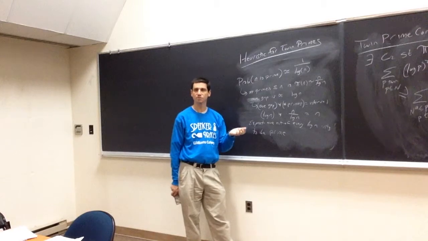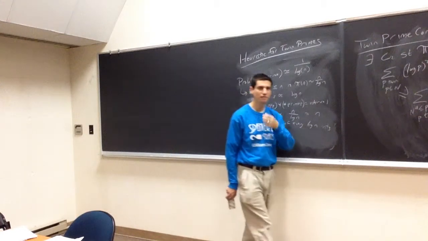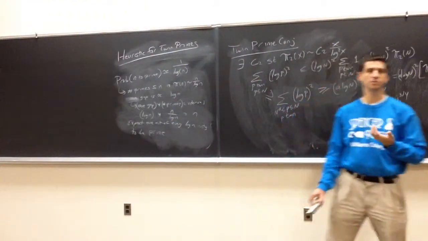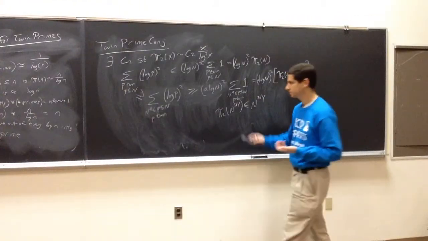Now if I choose an even number, what's the probability it's prime? 0. So right now I'm assuming I have no information at all about what kind of number I'm choosing. I'm just choosing some number.